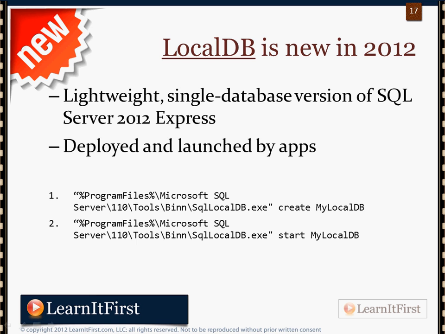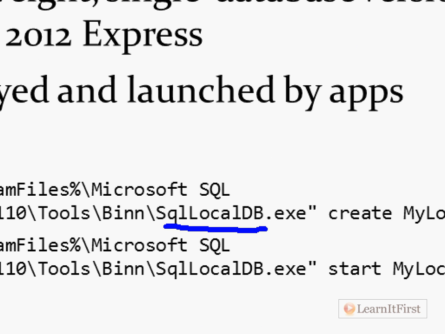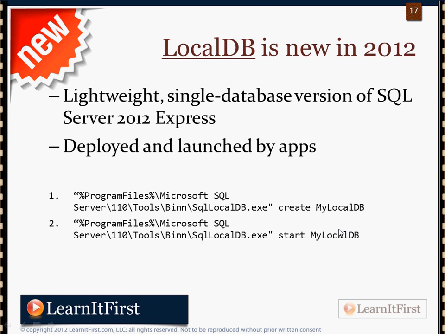You use SqlLocalDB.exe, issue the create statement, and that creates an instance of SQL LocalDB. Then when you're ready to start it, you issue the start command. From within your applications, your C#, your Visual Basic, even ASP.NET, you can now reference LocalDB. So this is a new feature. This is really part of the Express edition, not something that's part of Enterprise or Standard or any of the other editions. But it's a pretty neat idea.